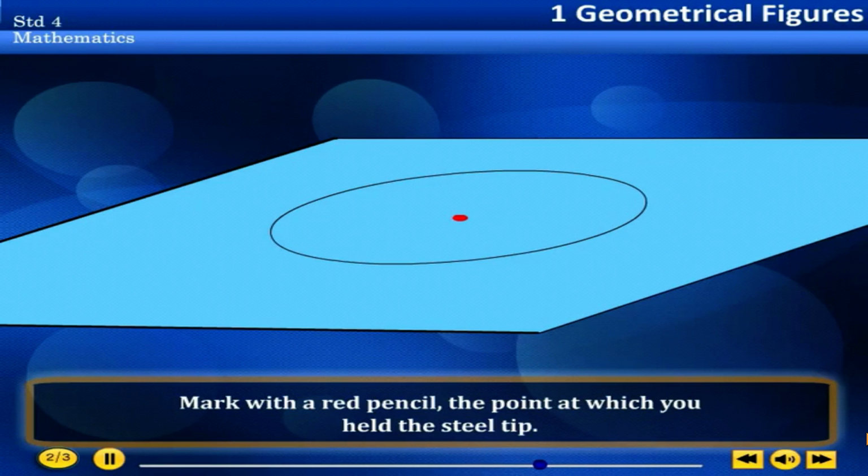Triangle. A triangle has 3 vertices and 3 sides. Y, R and L are the vertices of this triangle. YR, RL and YL are the 3 sides of the triangle. A triangle has 3 angles.